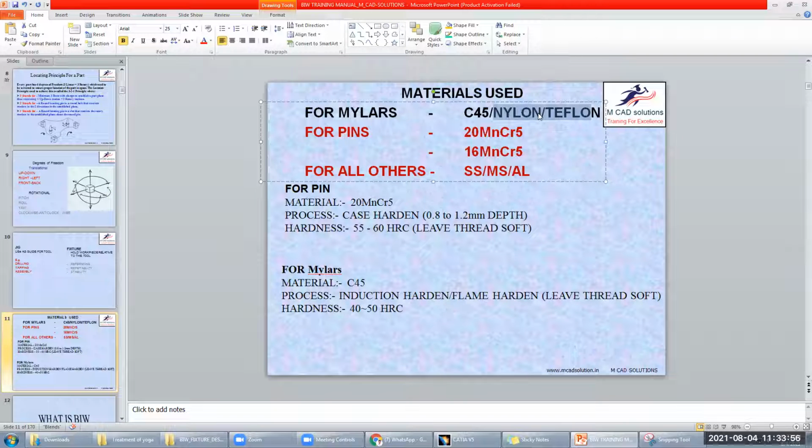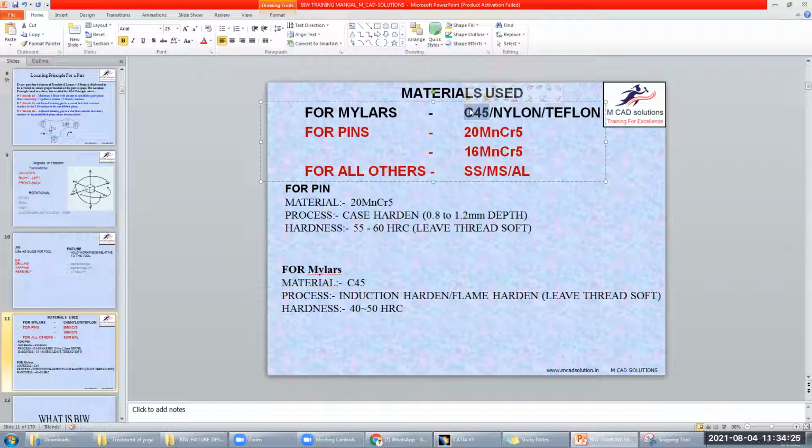Skin panel means the car's outside surface, like the door and roof. These are the parts which are visible from outside. It's called a class A panel or skin panel. This is a metal, and this is a non-metal, soft material. If there is metal to metal contact, there are chances of creating a dent or a scratch.